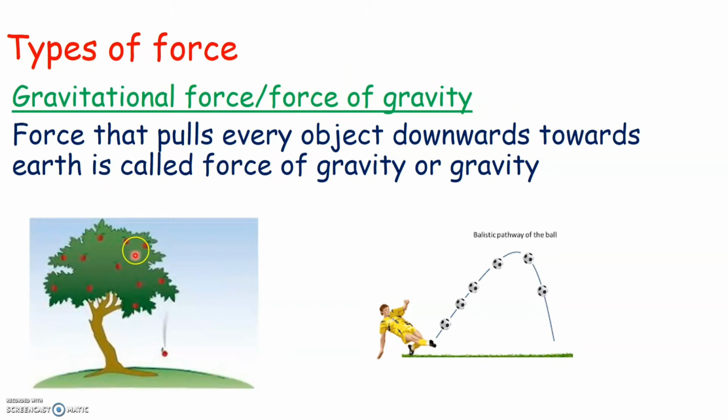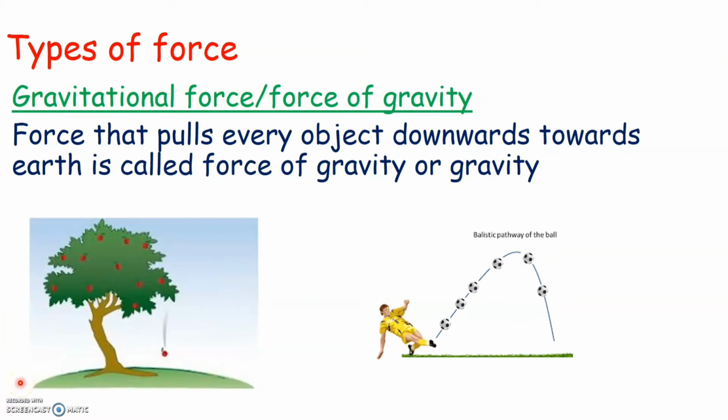So whenever you see any object like an apple or a fruit falling from a tree, or when you throw a ball, you can see it coming back again to the ground. All these are because of force of gravity. Because there is a force that is applied by the earth which pulls every object downwards. So this force that pulls every object downwards towards the earth is called force of gravity, or otherwise known as gravitational force.